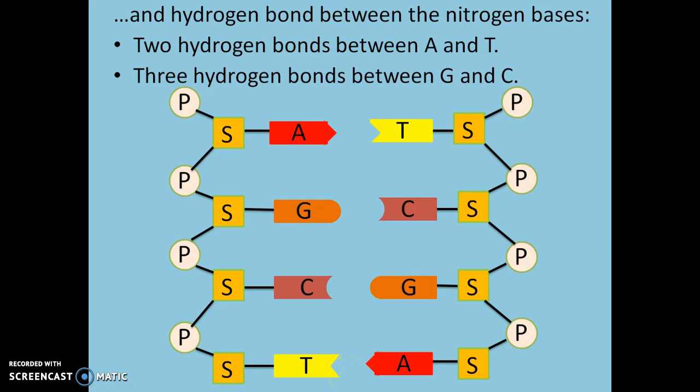Now, because of the chemical makeup, adenine and thymine get 2 hydrogen bonds, and guanine and cytosine get 3. So you'll go down your entire molecule and you'll fill in these bonds. It's the same every time. C and G get 3, T and A get 2.